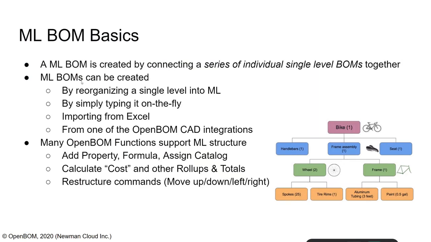Okay, let's just hit some multi-level BOM basics. I know everyone's probably familiar with a bicycle product structure, so this is a very simple multi-level BOM. We're going to build something like this, but for a skateboard in today's examples. A multi-level BOM is a connected series of individual, and that should say bills of material. They don't have to be single level, so they can be other connected BOMs. We can create multi-level BOMs in a number of different ways. We're going to focus on the second one here in this webinar, simply typing it in on the fly. We are also going to organize a single level BOM into a multi-level BOM.